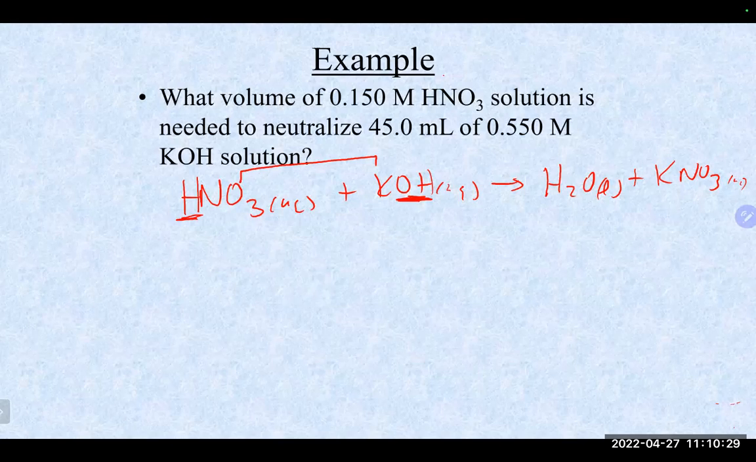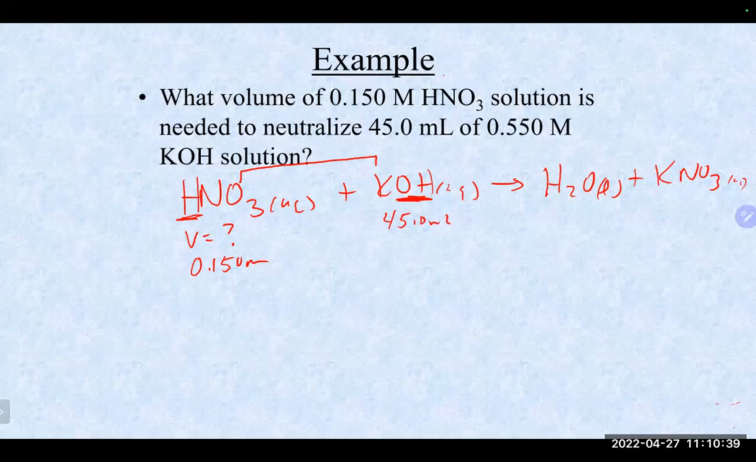So we're looking for the volume of the nitric acid, and we are given its molarity. We are also given the volume of our KOH and the molarity of it. This is a limiting reagent problem.